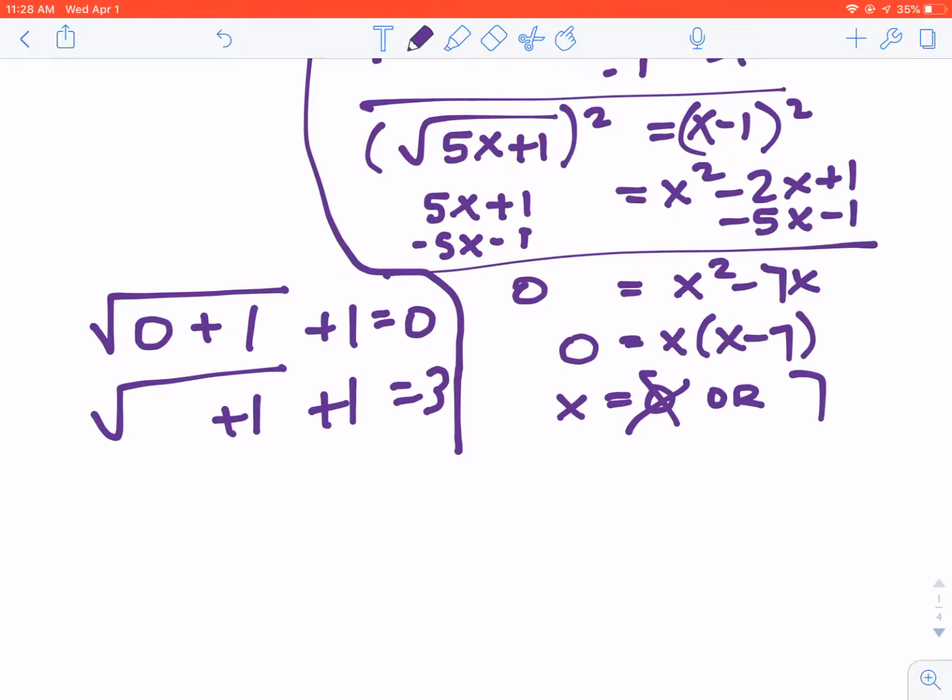So I get 5 times 7 is 35, which means this is the square root of 36, which is 6. Does 6 plus 1 equal 7? And that answer is yes.